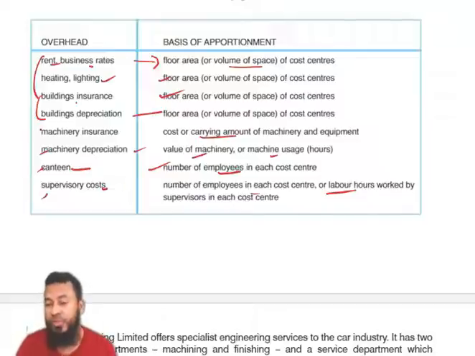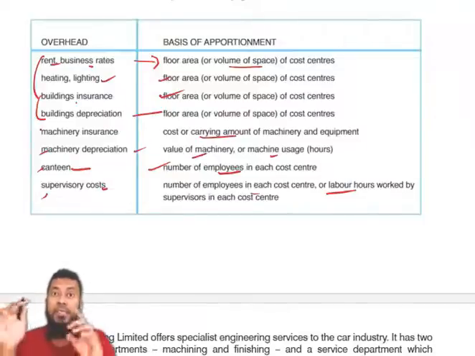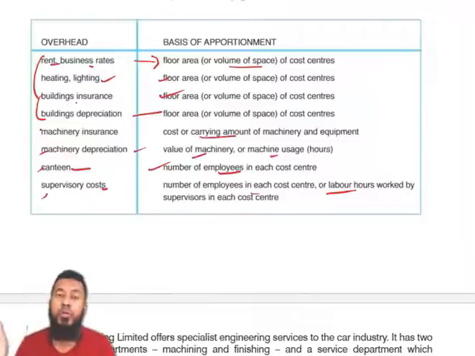There's also something called reapportionment. Service cost center costs should be transferred to the production cost centers. This process is known as reapportionment. At the end of this question, we're going to do it.